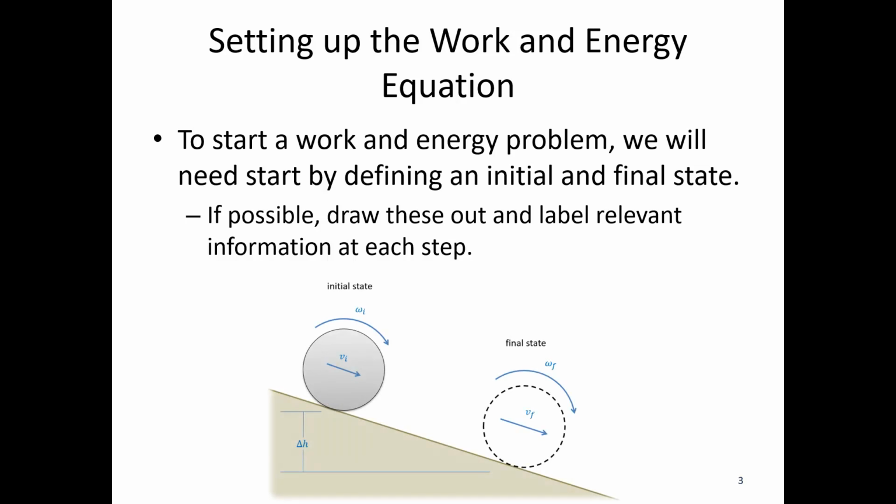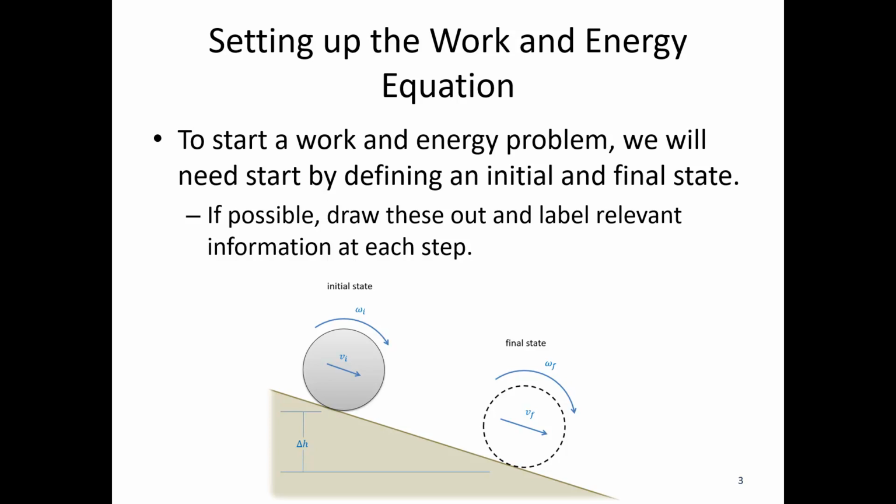Here we have an example of a diagram that I would use for a barrel rolling down a hill. We've got the initial state at the top. I've got the initial angular and translational velocity. Same thing at the bottom: I've got the final angular and translational velocity, and I've got my delta H labeled in there. So this would be a good starting point for my analysis.